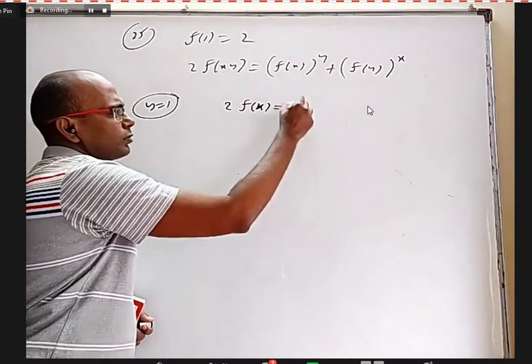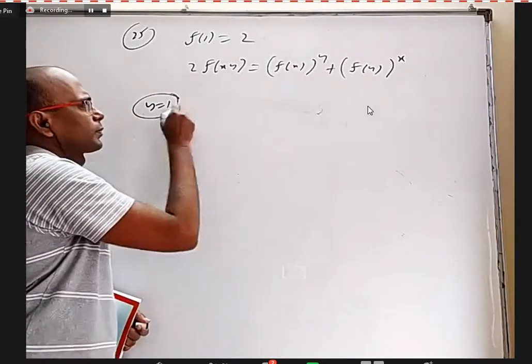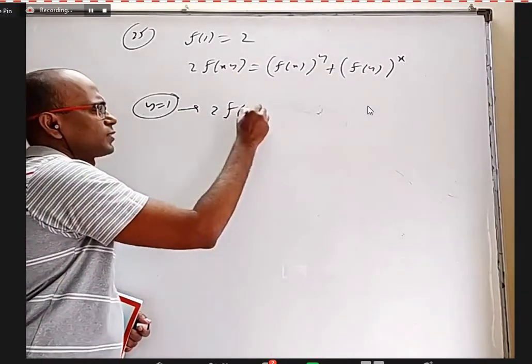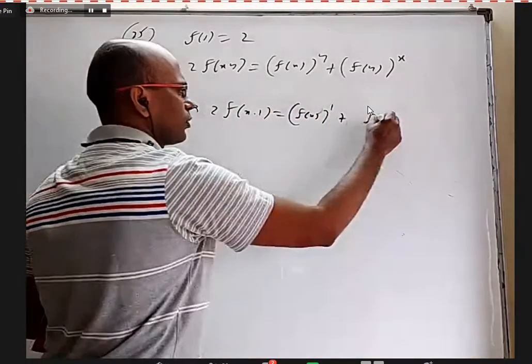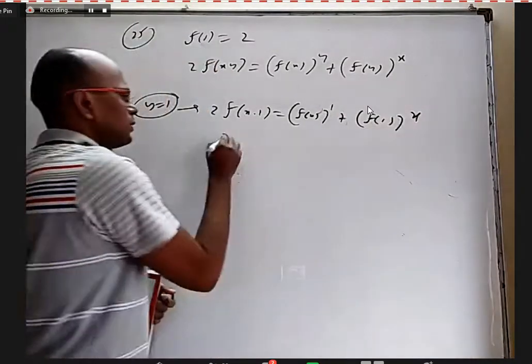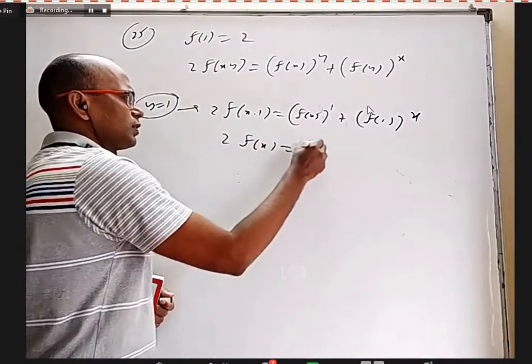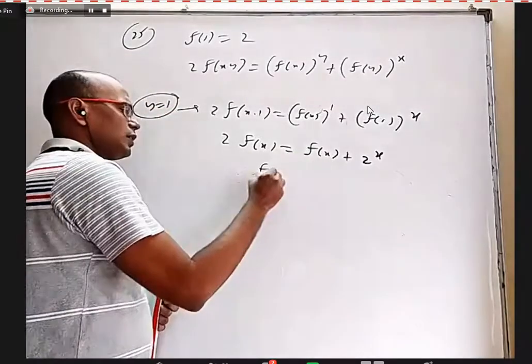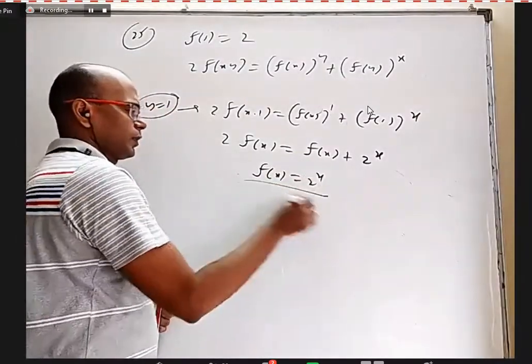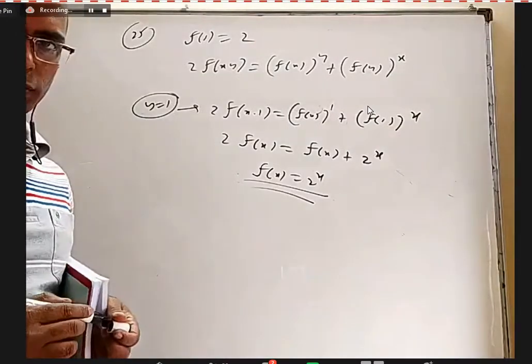Here, let me write it otherwise. 2f of x into 1, f of x whole power 1, f of 1 whole power x. This is 2f of x, this is f of x, and f of 1 is 2, so 2 power x. Bring this side, f of x is 2 power x. So we got the function, f of x is 2 power x.